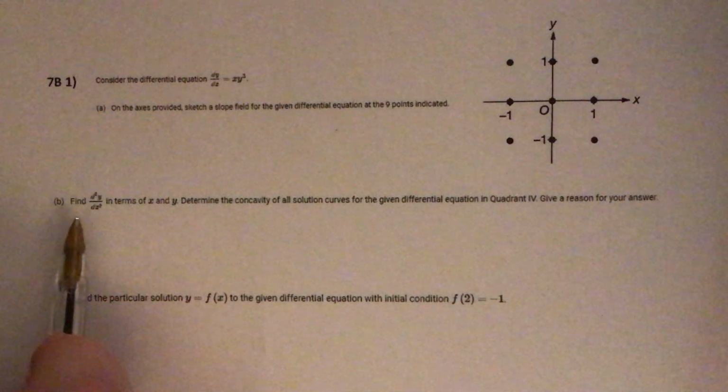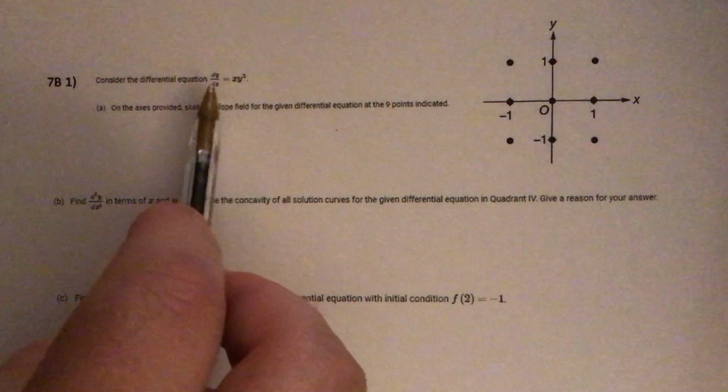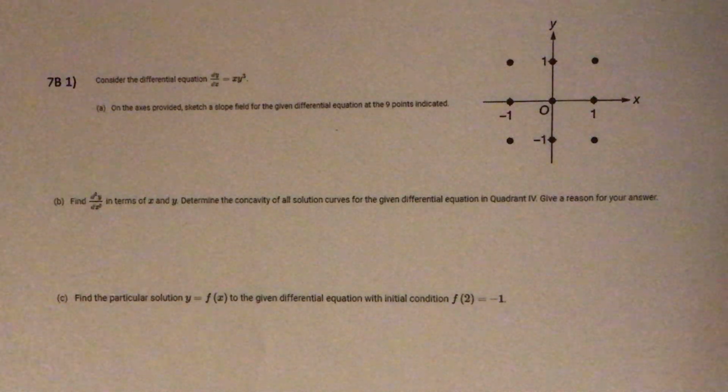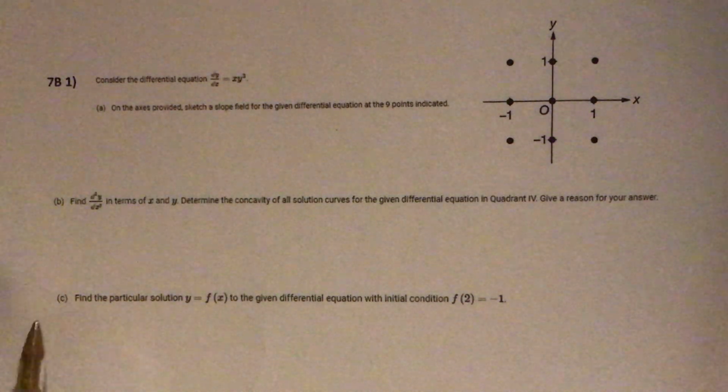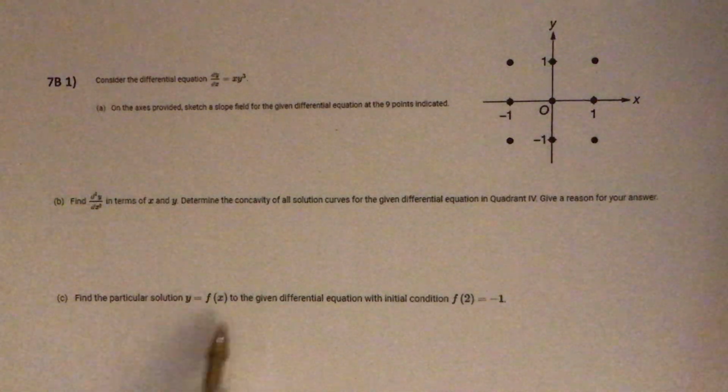The three problems, first one wants you to make a slope field. The second one wants you to find the second derivative using that first derivative, and then talk about the concavity of the original function. Keep in mind that there's some original function that they're not showing you. There's a y equals f of x, and that's actually what they want you to do in the third part of the problem, is to solve for what that original function is.